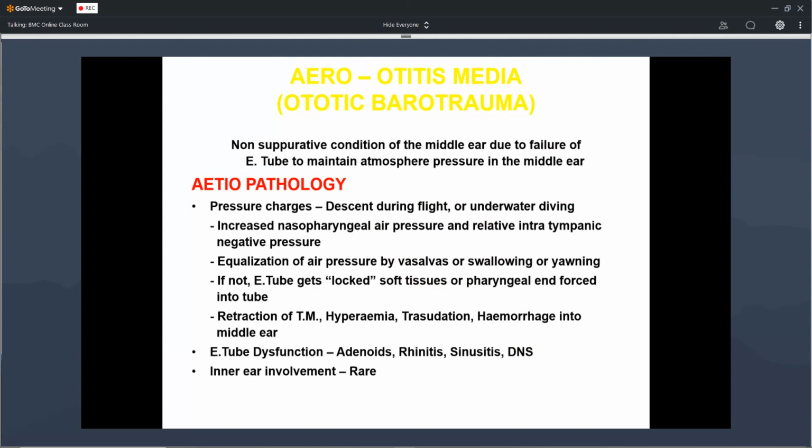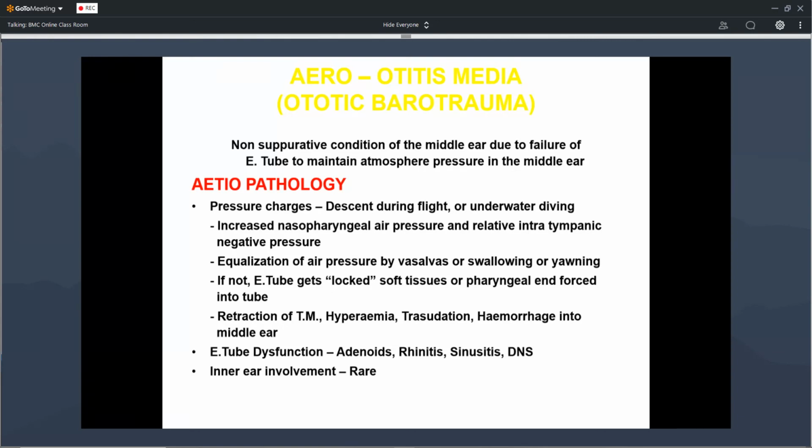So the third condition is aero-otitis media or otitic barotrauma. Most of the time it is a non-suppurative condition of the middle ear due to failure of the eustachian tube to maintain the atmospheric pressure in the middle ear cavity. So the etiopathology for aero-otitis media is during rapid descent or underwater diving, there is a sudden increase in the atmospheric pressure. If the eustachian tube is unable to maintain the middle ear pressure, then the patient will develop the symptoms.